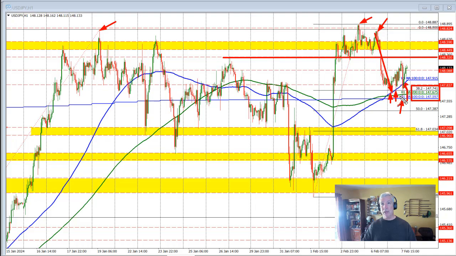So sellers had their shot. They went and tested these moving averages, but could not get through all of them. And we are seeing a rebound back to the upside. Watch that 100-hour moving average as close support.